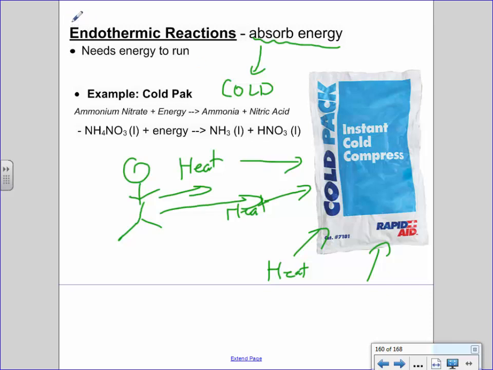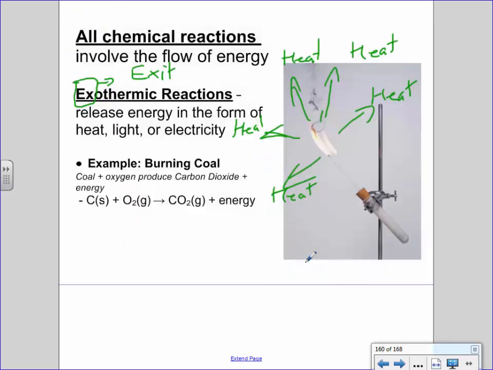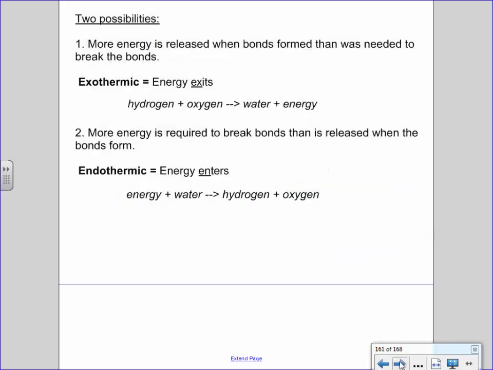Long story short, I need you guys to know about endothermic reactions and exo. Most kids remember exo because exo means exit. And that helps them get it started. That's actually what I have written on this slide right here. So exothermic means that energy exits. Endothermic, some people use this, they say endo means energy enters, and it absorbs energy.